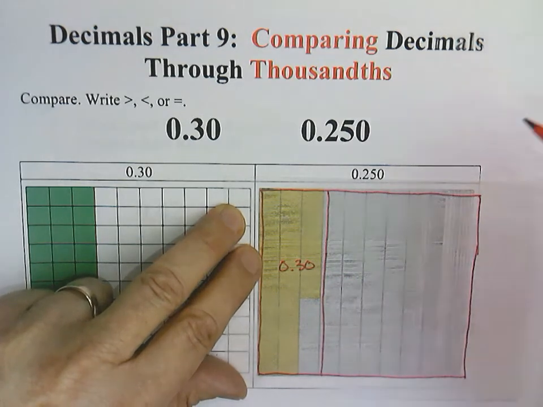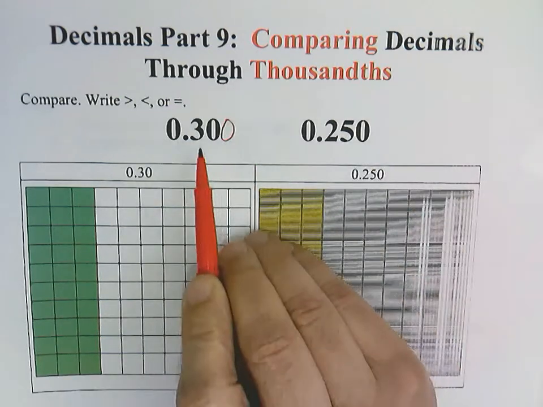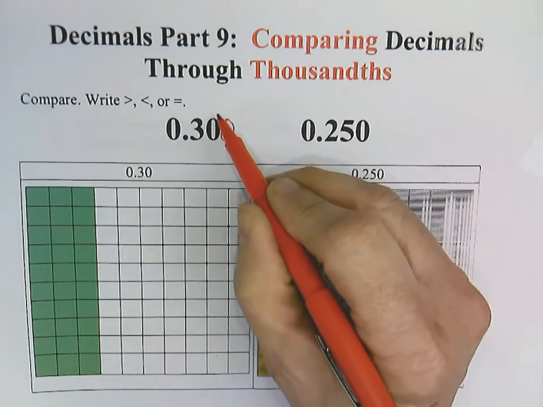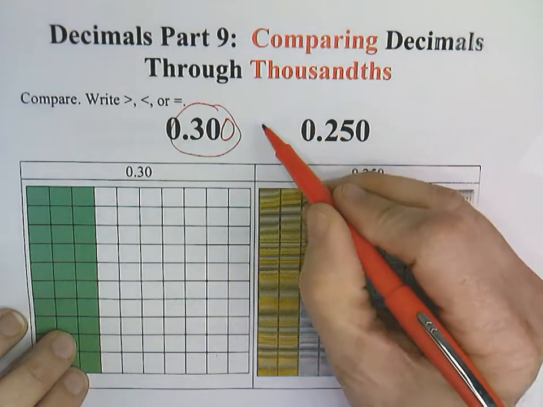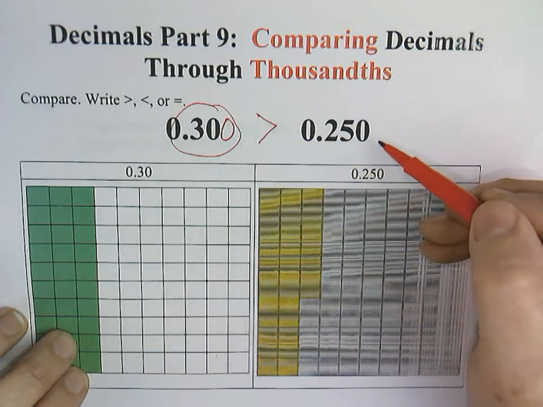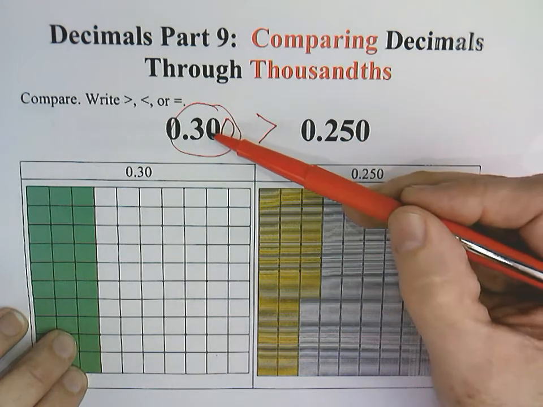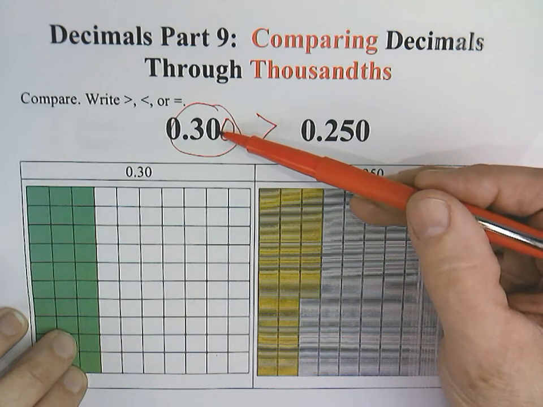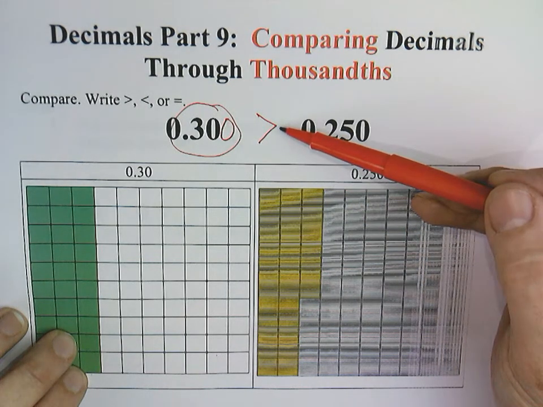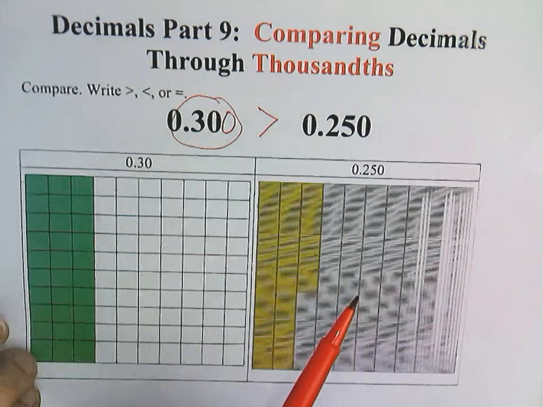So balance is key, remember? We have to add our 0 to make sure that we are balanced. And then we would say that 300 thousandths would be greater than 250 thousandths. But remember that when you read this problem, you would go back to the original. This problem would be read as 30 hundredths is greater than 250 thousandths. So remember, the balance is key.